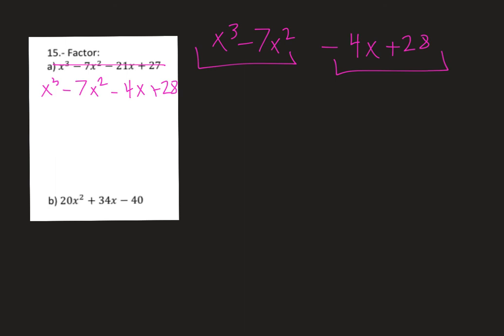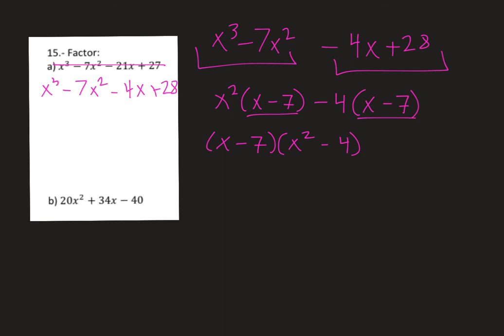So the first group has a common factor of x squared, so I'm going to factor x squared out. The second group has a common factor of 4, but I also want to include that negative 4 here. So that's x minus 7 there. Okay, now from here, we want to factor the common binomial factor out. So in this case, both groups have an x minus 7 as a factor. So I'm going to factor that x minus 7 out. And there we go.